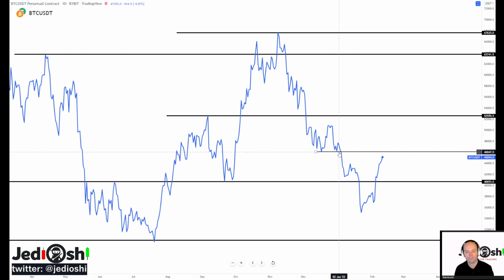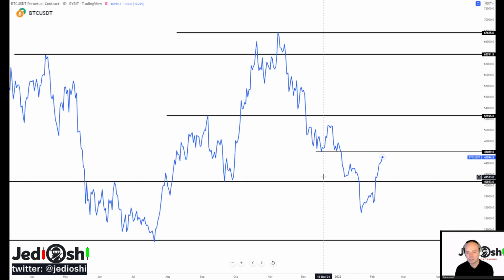This is a support level, obviously. Price held support until it broke it. Now, guess what? It hasn't been retested as resistance yet. It's interesting, right? So we have this level, corresponding a little bit with this level.